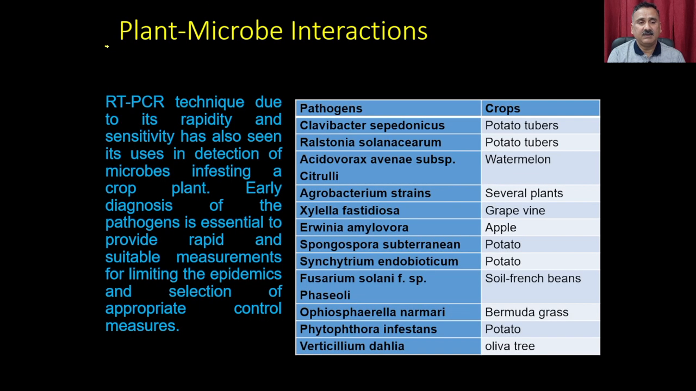Then we can also study PCR for detecting plant-microbe interactions. In this particular case, you are going to use PCR as well as RT-PCR techniques, and you will be able to detect the different types of pathogens which are associated with a particular crop. For example, Clavibacter, which is associated with potato. Then we also have Acidovorax, which is associated with watermelon, and so on. So, you can take the plant sample and then do the PCR for these infectious organisms.